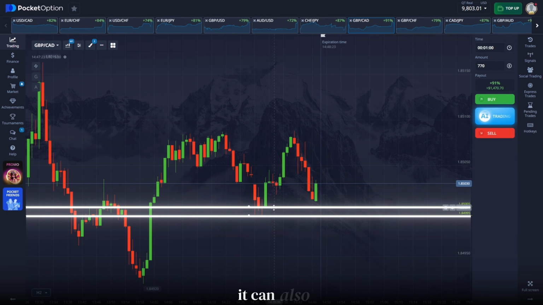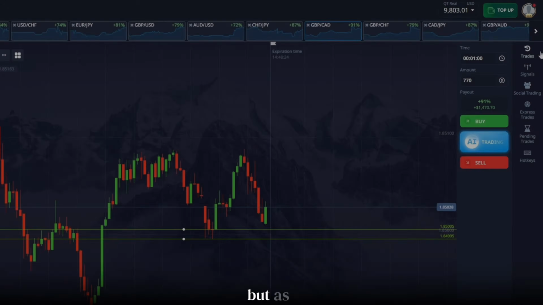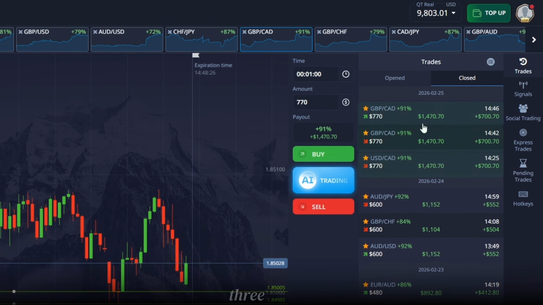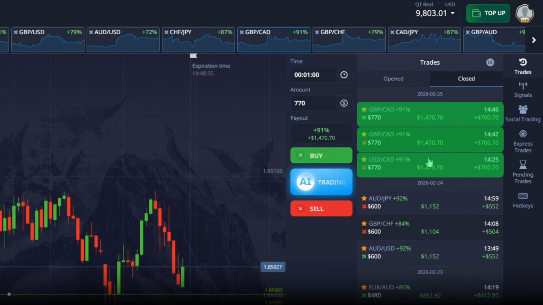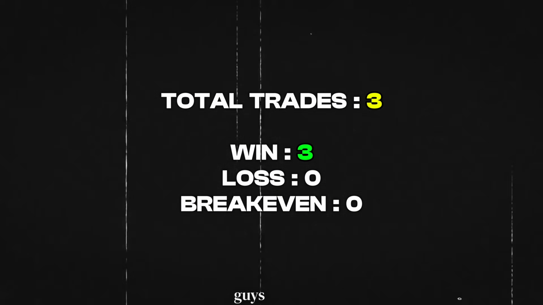Now the price is approaching this level. It can also be used for a reversal trade, but as I have taken 3 trades for today, I'm not going to continue trading. I will end this session here, and I hope you learn the trading strategy that I have taught in this session and will try to replicate the same when you trade.